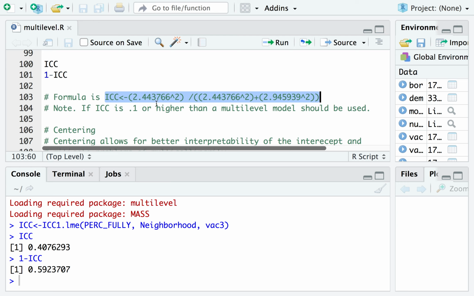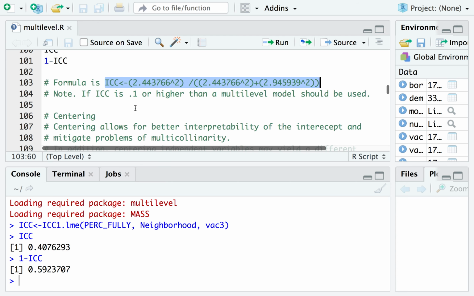But the key thing is that the ICC is higher than 0.1. That's generally recommended. So if you see anything higher than 0.1, then you're justified in running a multi-level model, and you shouldn't run the linear regression model.